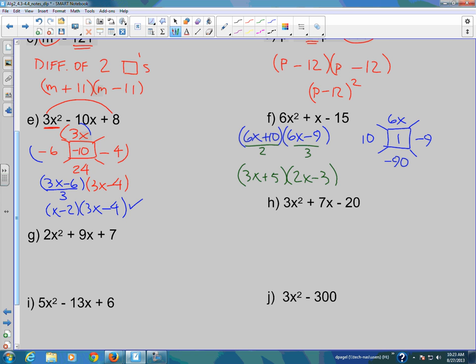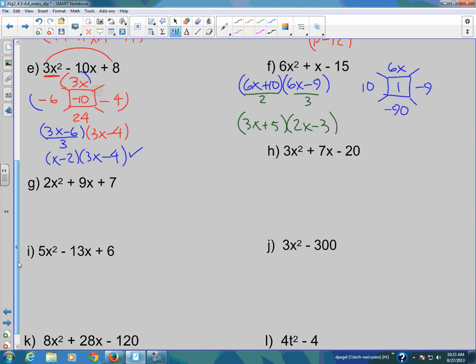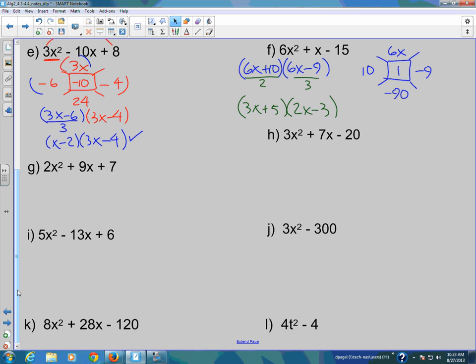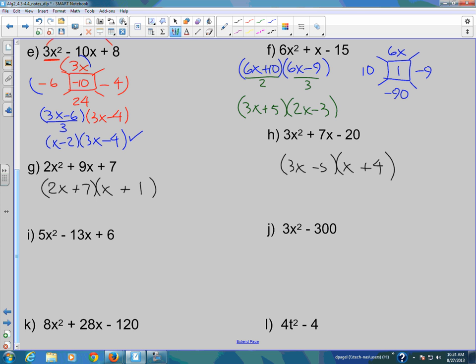6x squared plus x minus 15. All right, I'm just going to real quickly go through these other ones. We want to have plus 1 plus 7 there. Here we have a 3x and an x. I'm going to end up with a 7. So if I had a positive 12 minus a 5, I get that 7 term. There's the negative 20 term.